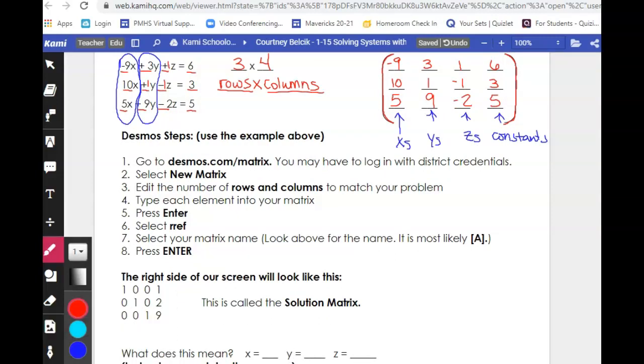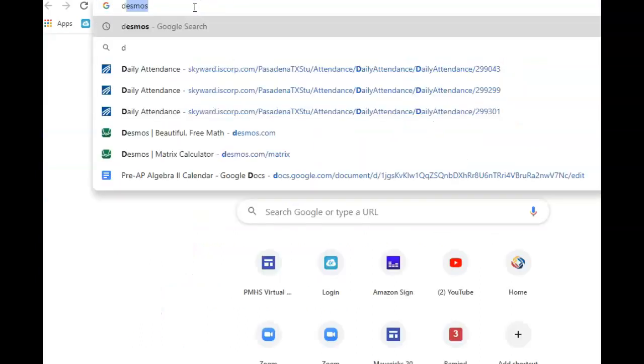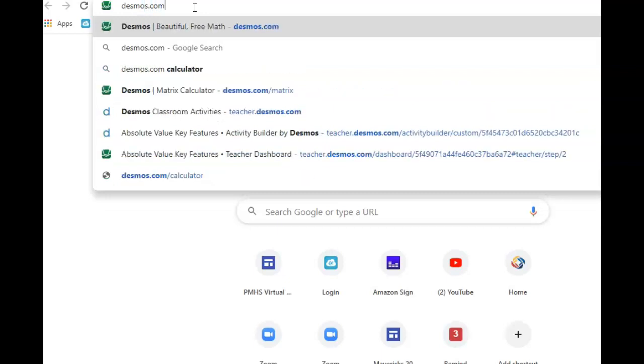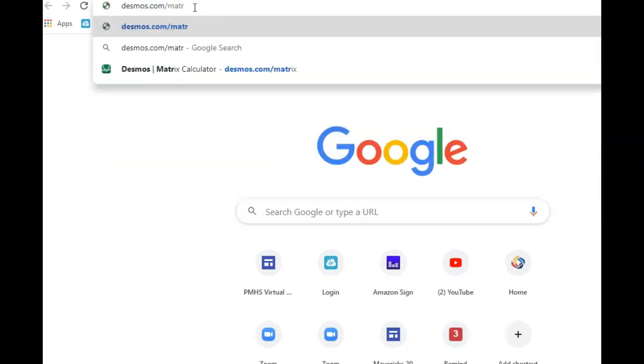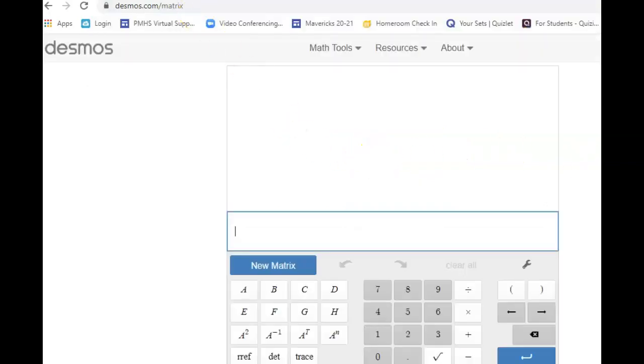So the first thing that you're going to do is go to desmos.com/matrix, singular. You may have to log in with your district credentials, so I'm going to give you a moment to do that. Open up a new tab. Type in desmos.com/matrix. And I'm not signed in yet. It looks like I don't need to sign in, so that's kind of nice.